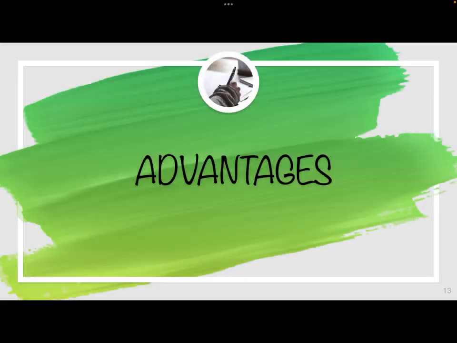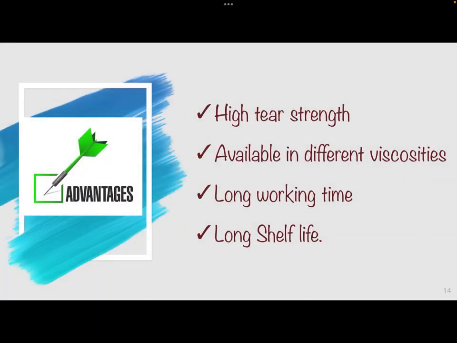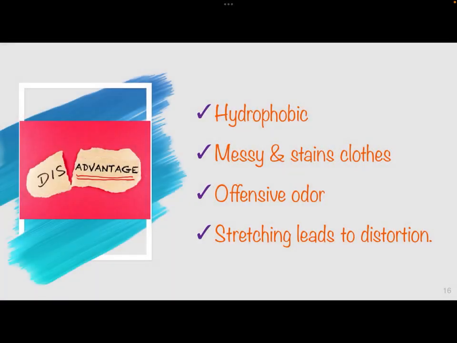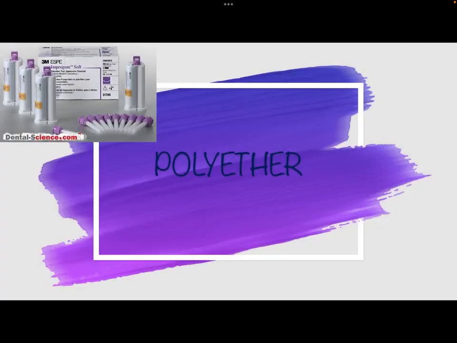It is highly compatible with the gypsum products, can be electroplated, and has an excellent shelf life and high tear strength. The advantages of polysulfide are high tear strength, availability in different viscosities, a long working time and a long shelf life. But everything comes with disadvantages. It is hydrophobic, messy, and can stain clothes. It has an offensive odor, so it cannot be used in the patient's mouth, which is the reason it is discontinued, and stretching can lead to distortion.